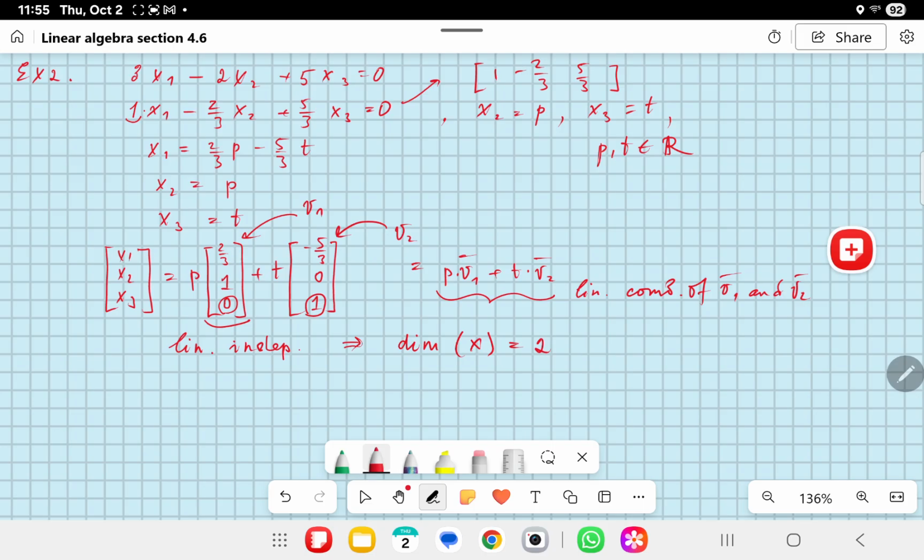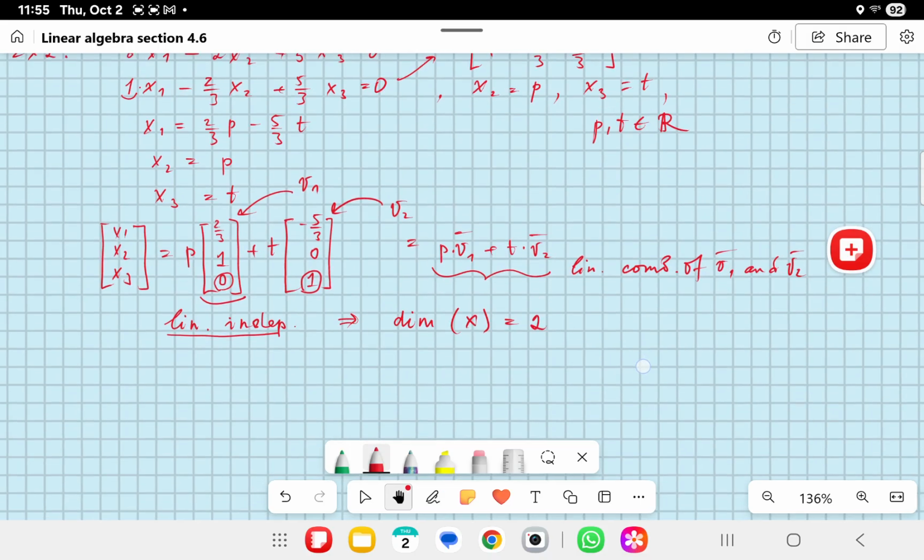Remember again what a basis is. A basis is a set of vectors which spans the space and is linearly independent. We see that they're linearly independent, and the formula itself tells us that it's going to be a span. Well, that was a very simple example of finding a dimension.